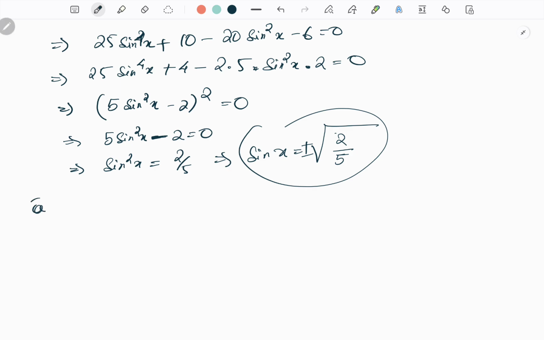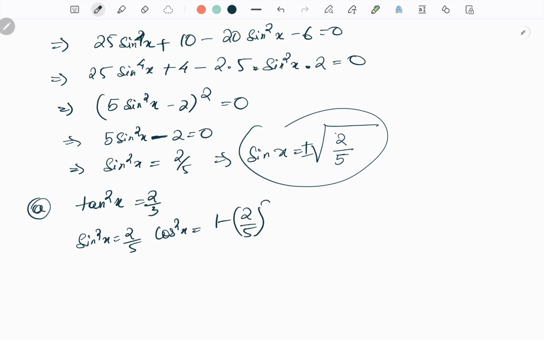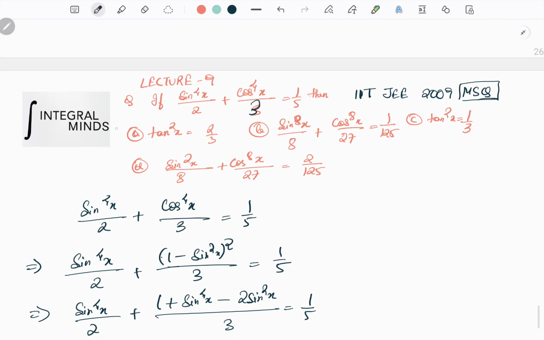So if we see the first option, it's given that tan^2 x is equal to 2 by 3, and we know that sin^2 x is 2 by 5. So cos^2 x will be how much? 1 minus sin^2 x, which is 3 by 5, right? So we now have the value of sin^2 x and cos^2 x. So what will be tan^2 x? sin^2 x by cos^2 x, which is 2 by 3. So our first option is correct.